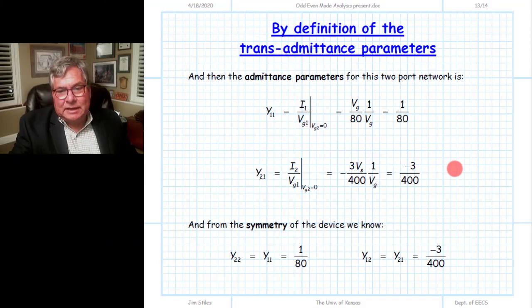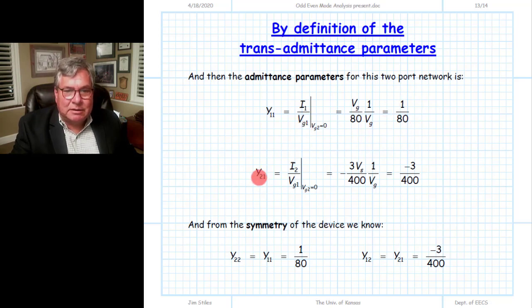So let's complete the problem here. Let's determine the transadmittance parameters. In this case, let's do y11 and y21. And again, we know that that's by definition the current I1 when the voltage at port 2 is equal to 0 divided by the voltage at port 1, and that turns out to be 1 over 80.